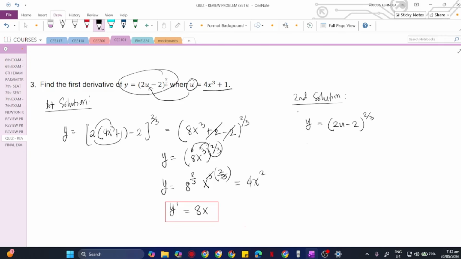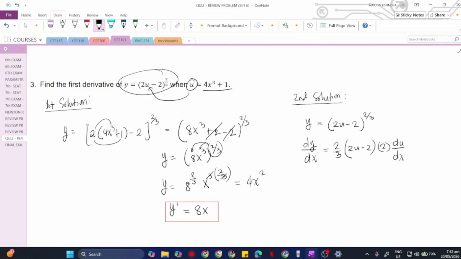Okay, so we can take the first derivative of y with respect to x, and that would give us, you can bring down 2 thirds. Then we have here 2u minus 2, and the derivative of 2u minus 2 would be equivalent to 2, then that's du over dx.